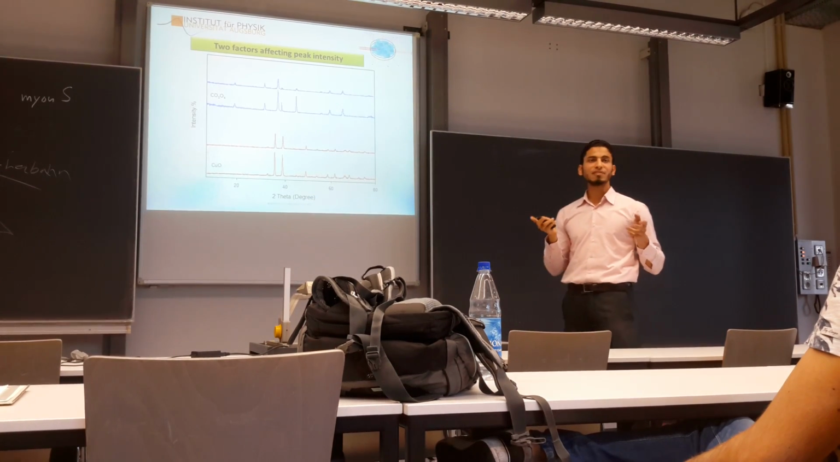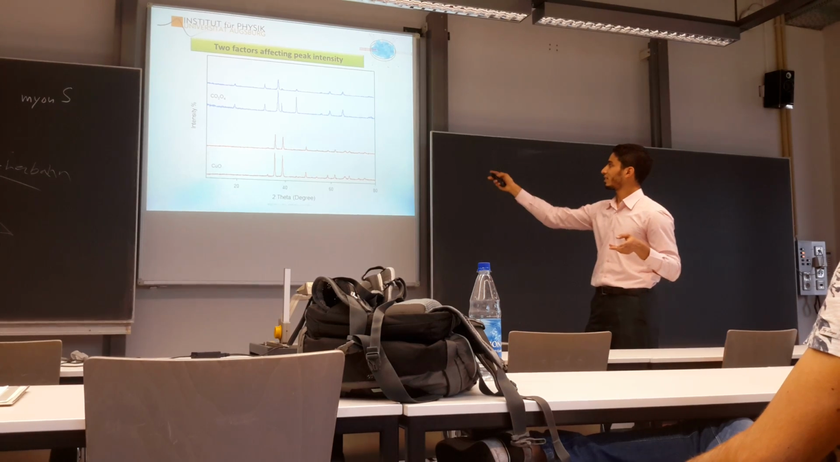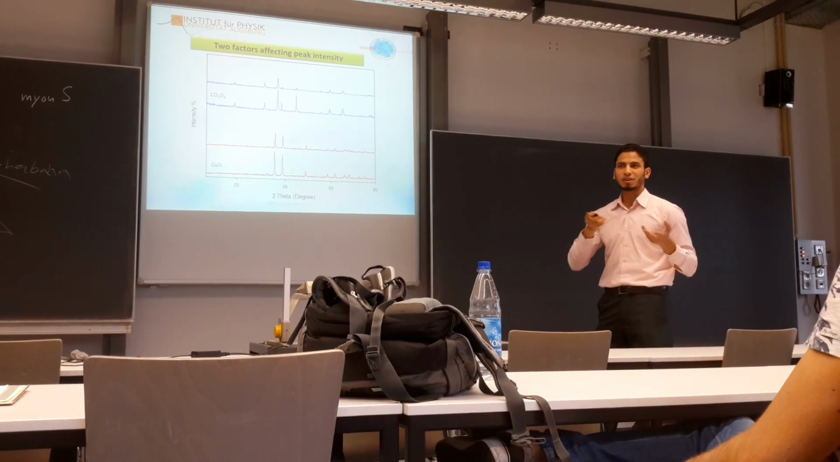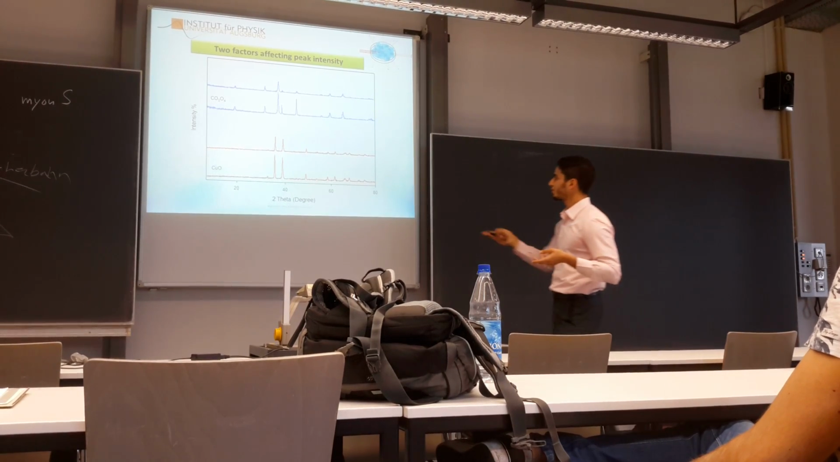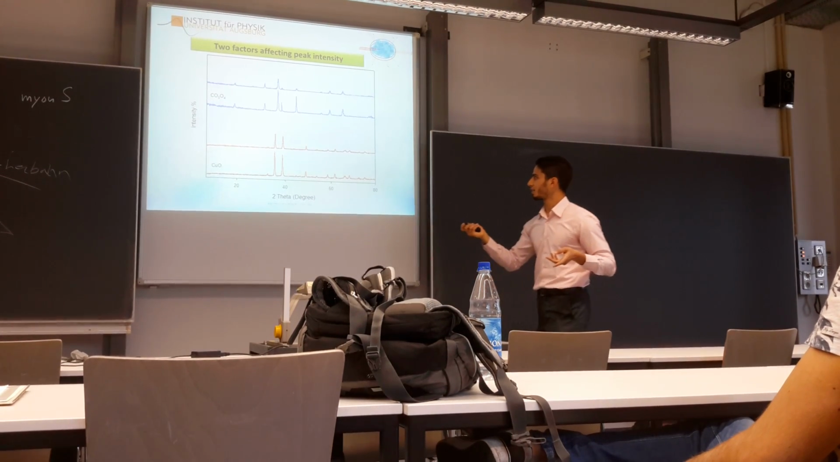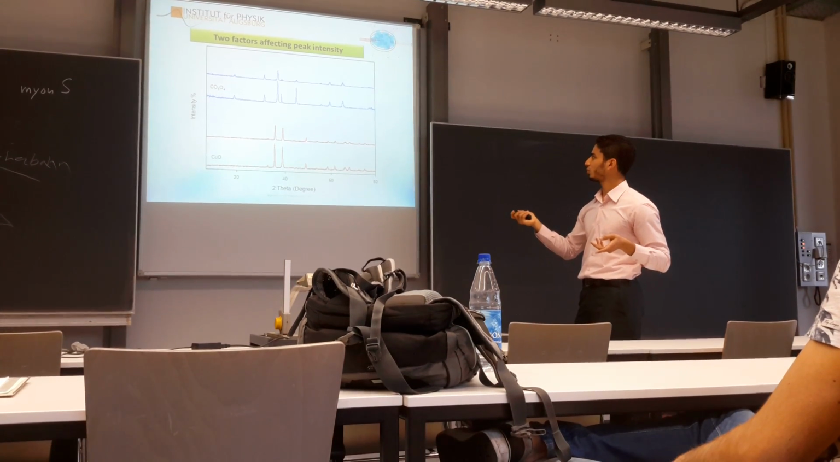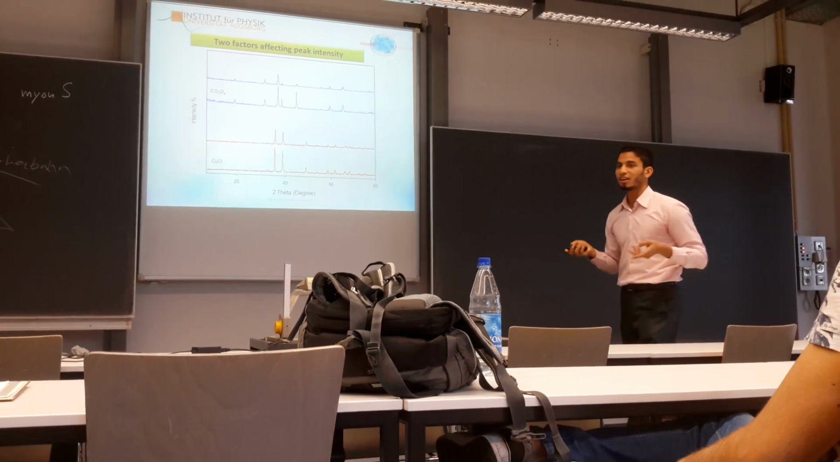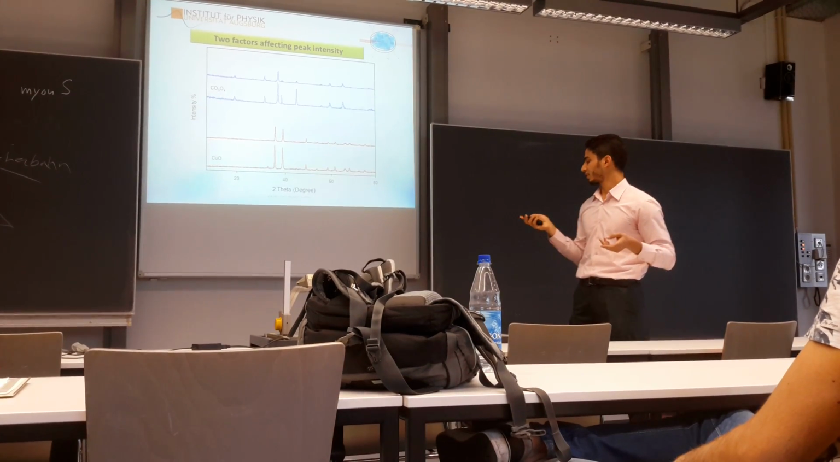So there are two main factors which affect the different intensities of X-ray. If you are working in this field, you can see there are different intensities here. One with higher intensity, one with intermediate, and one with low intensity. So what are the factors that affect this intensity?